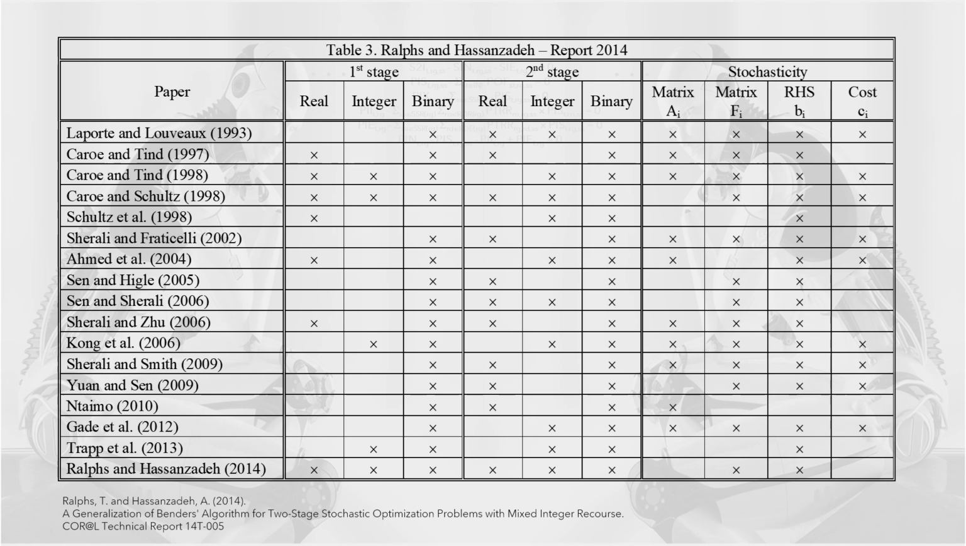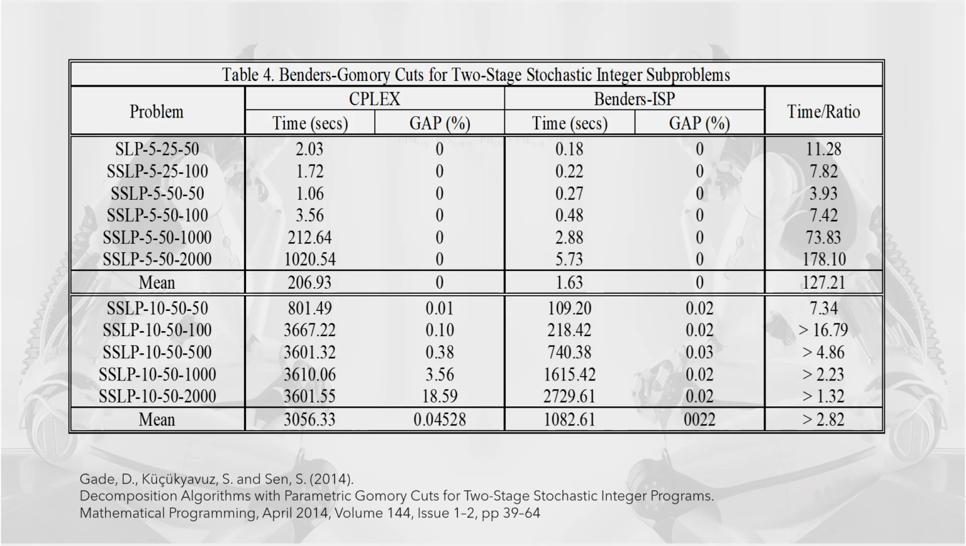Ralphs and Hassanzadeh, in 2014, presented a review of the main approaches for solving two-stage mixed stochastic linear programming models, which have discrete variables, including the case of a pure integer second-stage problem. Gade et al., in 2014, present the speedup provided by the proposed methodology compared with the CPLEX solver. The problem application was the stochastic server location problem, SSLP. It is evident that Benders is faster than CPLEX.